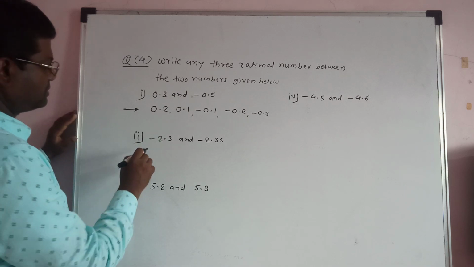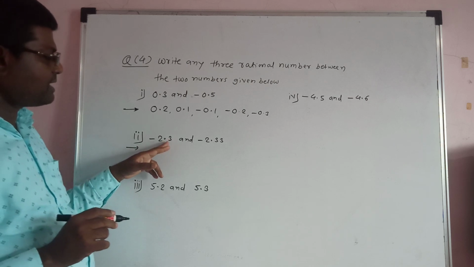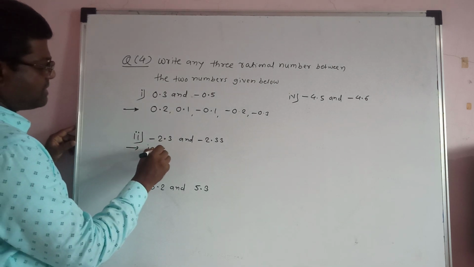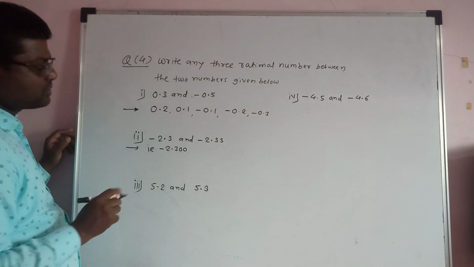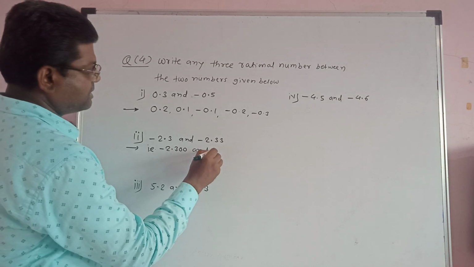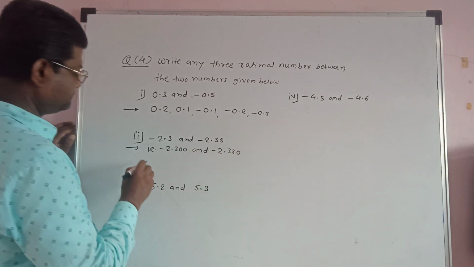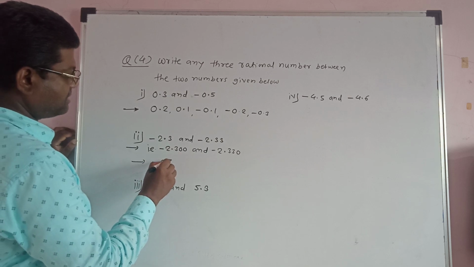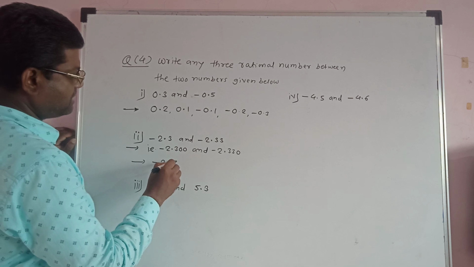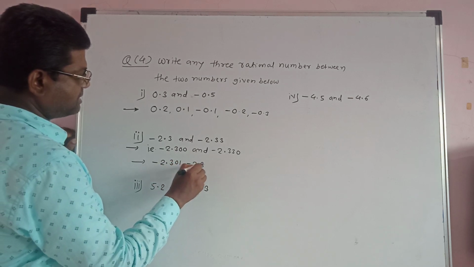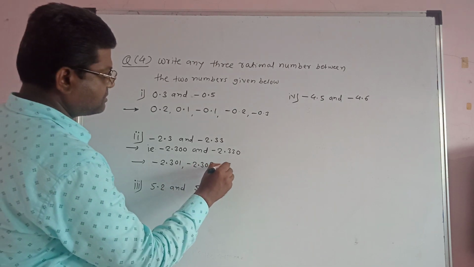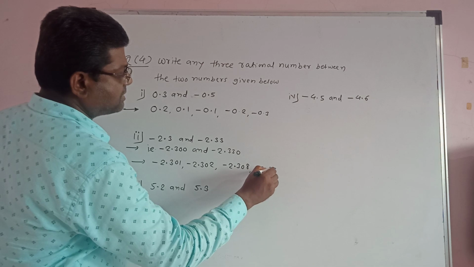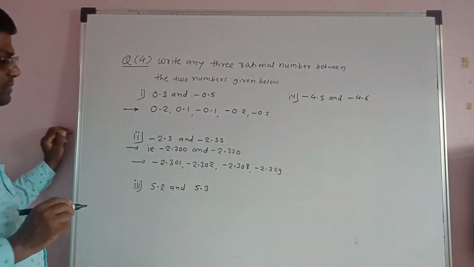Now example number 2. In this example we are given minus 2.3 and minus 2.33. Here we write minus 2.300, putting 2 zeros after 3, and here we write minus 2.330. Now we can take the rational numbers between these two numbers as minus 2.301, minus 2.302. In this way, any number you can take, up to minus 2.329. You can write infinite numbers.